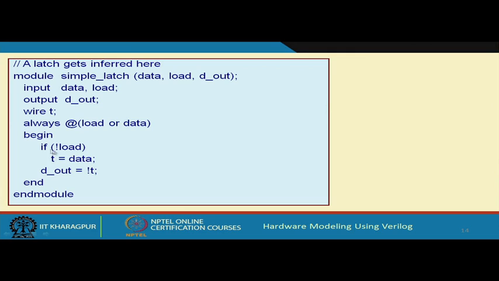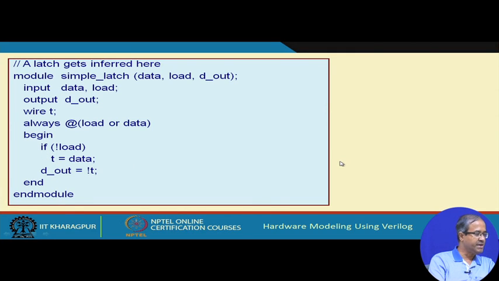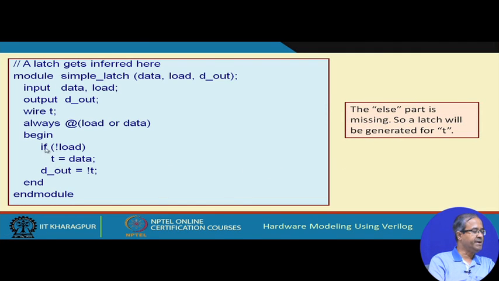See here, this thing I will explain in more detail later, just a first look at this. In this if statement there can also be an else, if then else. We have specified if load is 0 then do this, but we have not mentioned what will happen if load is 1. So, the meaning is if load is 1, the value of T should not change, which means the value of T must be stored in a latch.